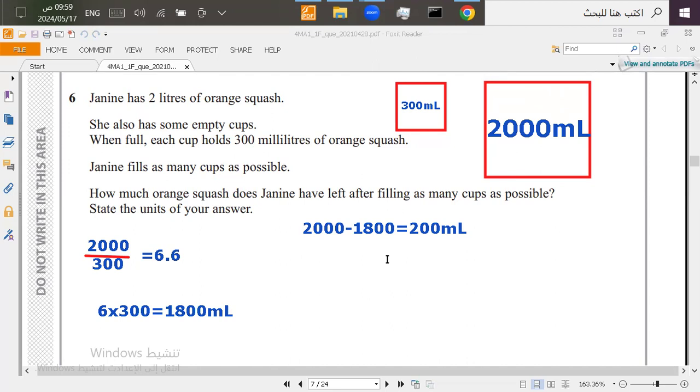And this is how you answer a question like this. Now, you can make it liters by dividing by 1,000, and the answer will be 0.2 liters. If you give this answer, it's okay. If you give this one, no problem, as long as you have the units next to it. Now, let's move on to the next question.